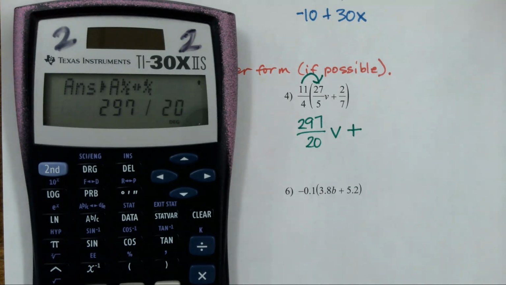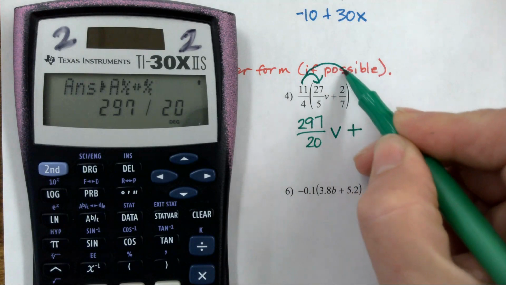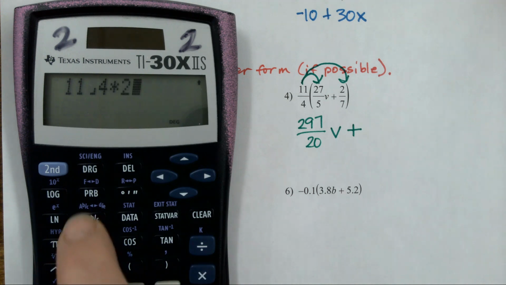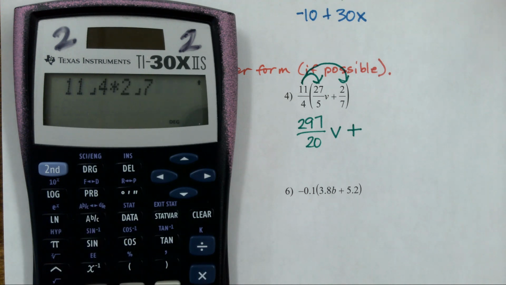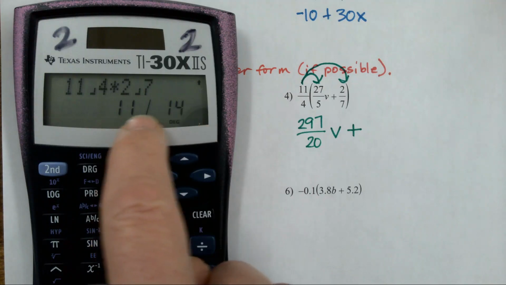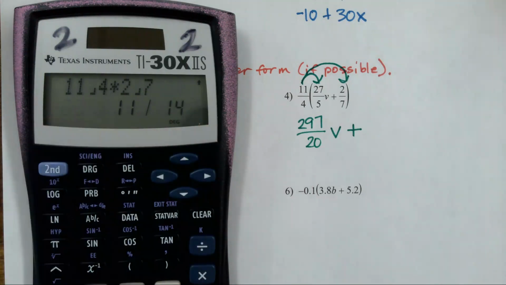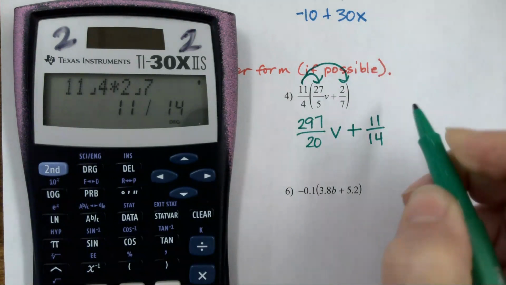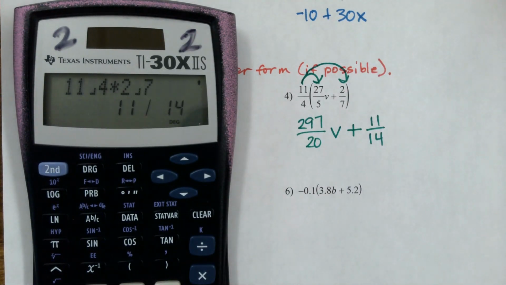Okay, let's do the next one. So this is 11 fraction 4 times 2 fraction 7. And that one's already in lowest form. It does not have a whole number. So all I can write here is 11 over 14. So I don't have to do that final step on this one because there was no whole number in front.